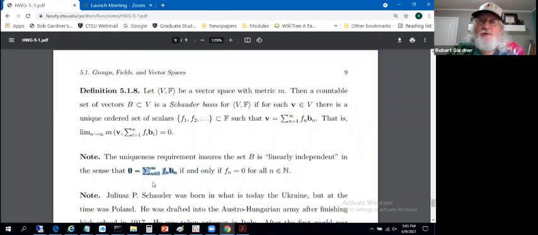But this is too useful to let go of. We're going to modify the definition of linear combination to include infinite linear combinations. It'll take a little more structure, but that's the plan. It'll take a metric to do this.